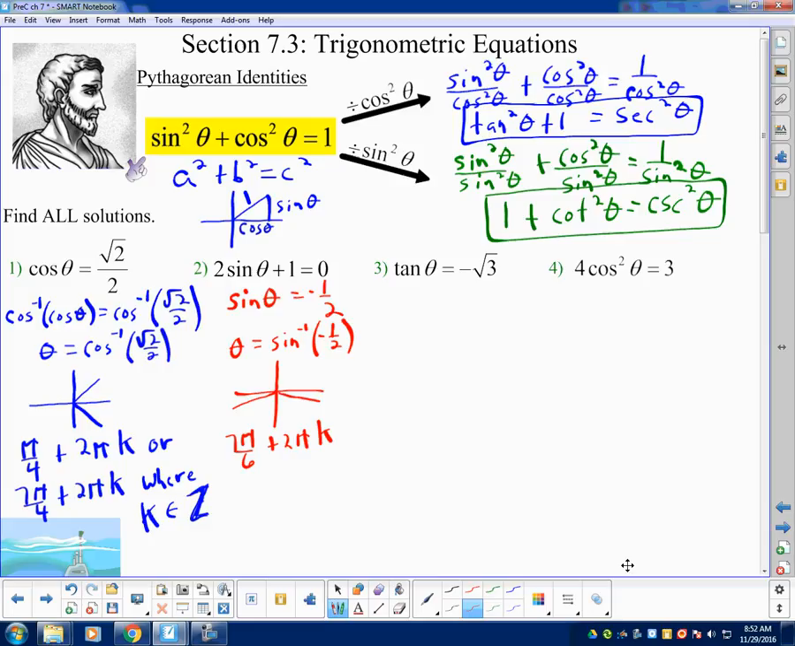to that angle. Or the other one here, which one is this? Just before you get around to 2 pi, it's 11 pi over 6. 11 pi over 6 plus 2 pi k. And we should say where k is an element of the integers. And we'll just leave it at that.